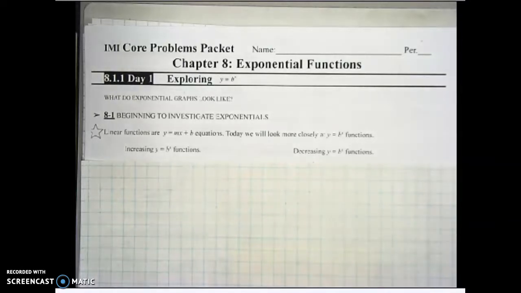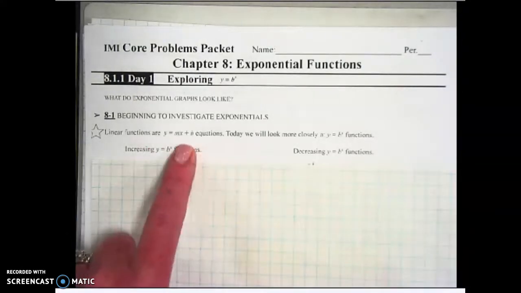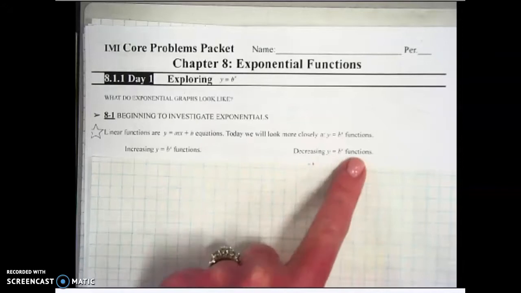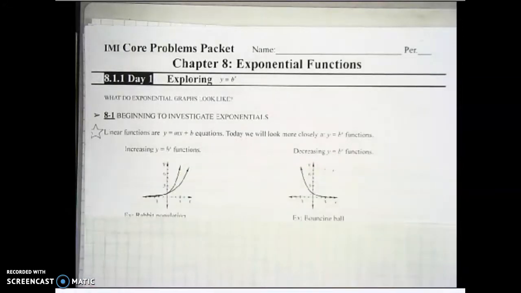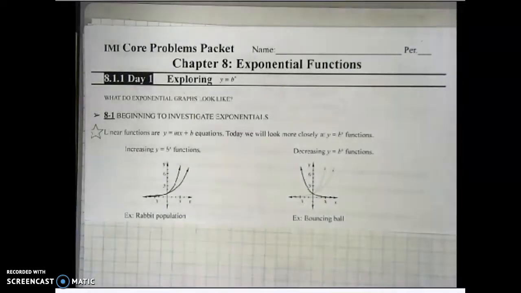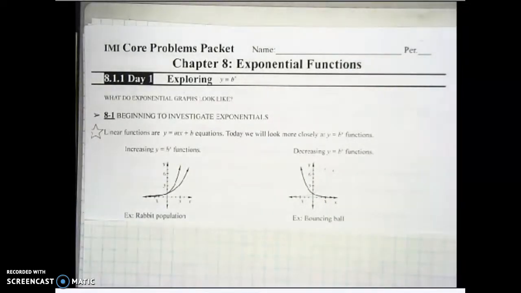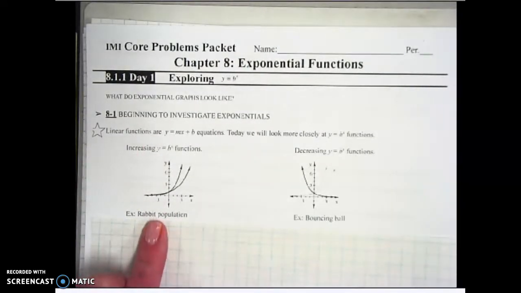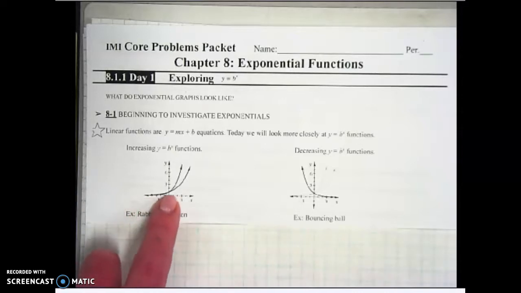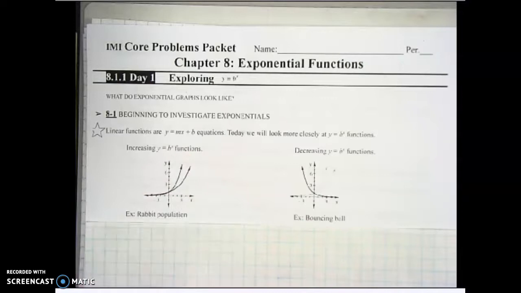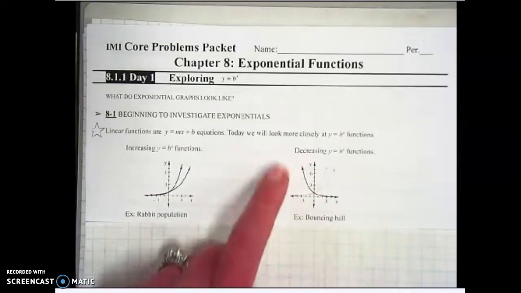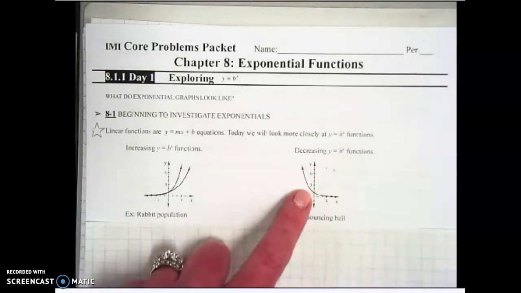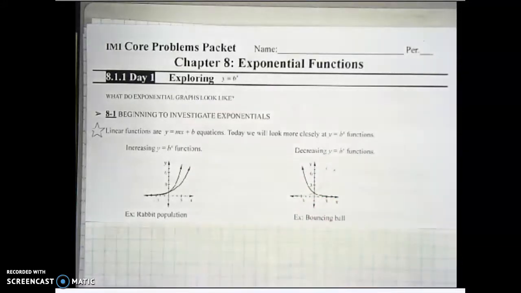So linear functions are y equals mx plus b. Their graphs look like lines. Today we will look more closely at the y equals b to the x function. So the two different types are increasing functions, like when we have the rabbit situation. It's going to start growing really slowly, and then all of a sudden it's going to grow really fast. And then the decreasing function, like the bouncing ball, it's going to bounce really big, and then it's going to start getting less of a bounce real quick. So that's a decreasing exponential function.